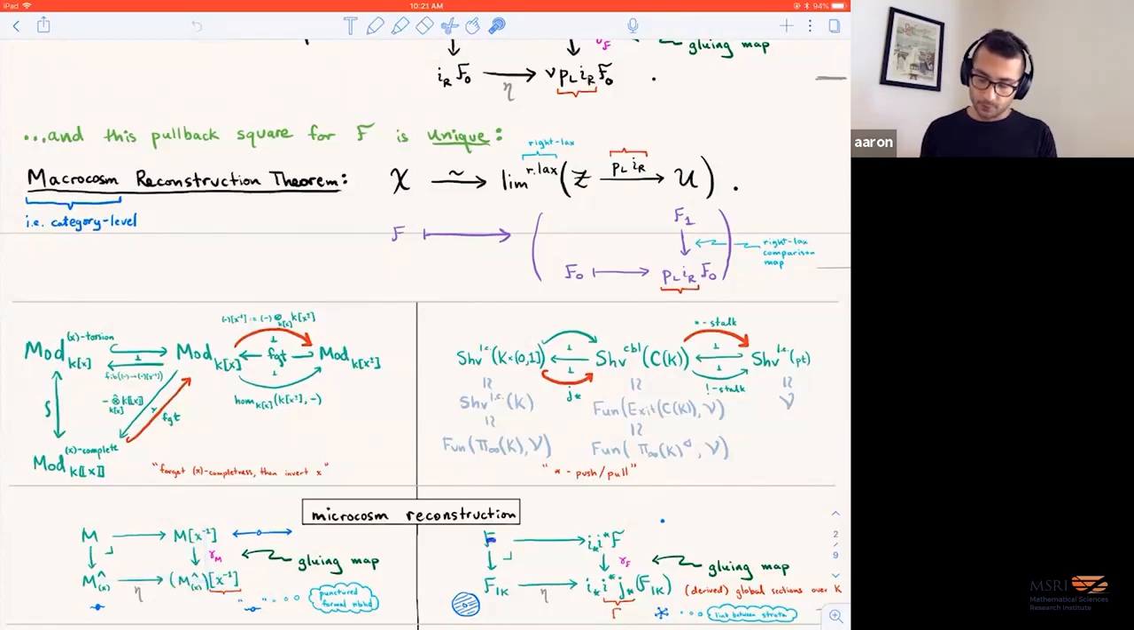On this side, I've got the restriction to the open, so that's a local system on K. I've got the value at the cone point, and then I've got this gluing map. And let me point out that if I do star push forward and then take the stalk, that is nothing other than total cohomology, aka derived global sections.